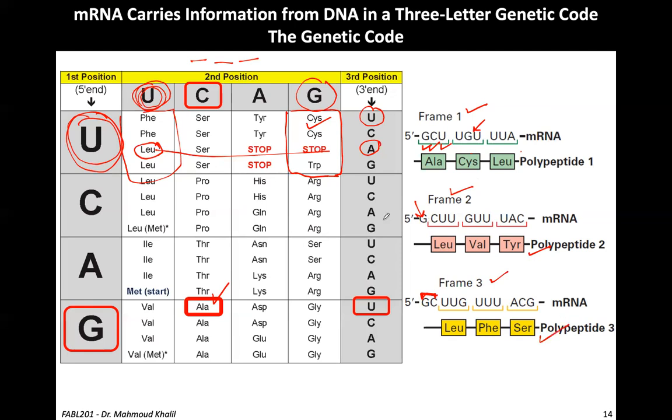Once it is translated, it will give rise to a different polypeptide. And as we said in the previous slide, most messenger RNAs are translated in frame 1. Usually frame 2 or frame 3 doesn't give a functional protein.